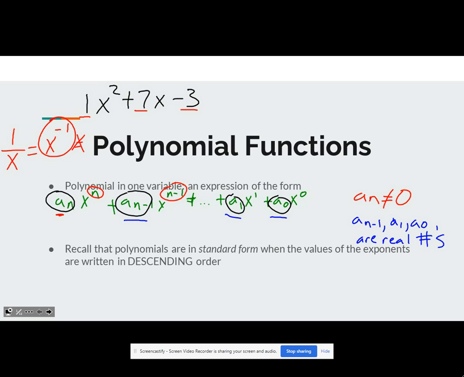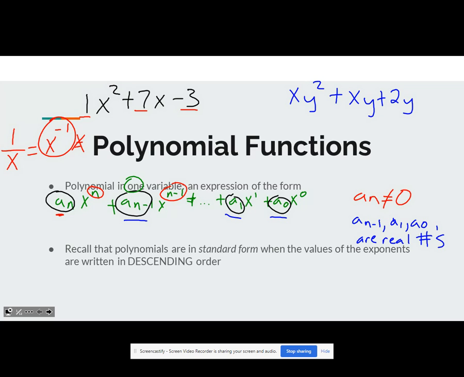Additionally, you can't have anything like xy squared plus xy plus 2y, because this has two variables, and we're only looking at polynomials in one variable. So there only needs to be one variable for what we're concerned with.